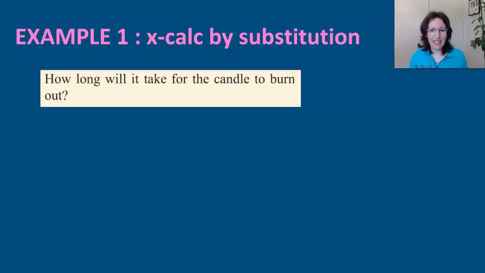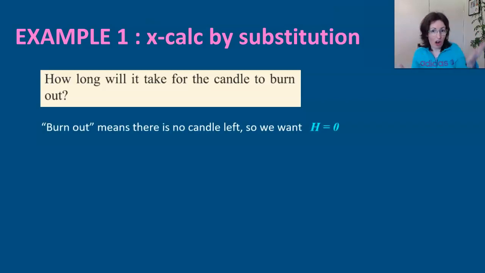But how long will it take for the candle to burn out? Now this question doesn't have a number in it. Is it the H or the T we're solving for? So you have to think about, what does burn out mean? It means that the height of the candle has gone all the way to the bottom and we're left with nothing. So the height is 0. So that's the number we're going to substitute in.